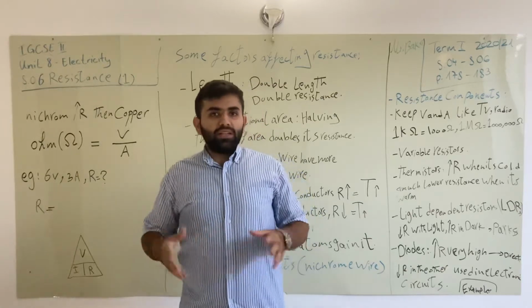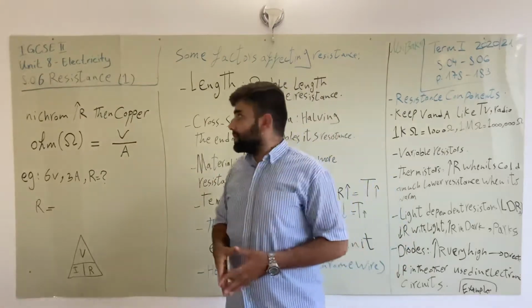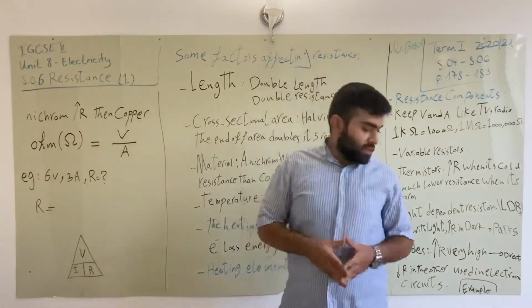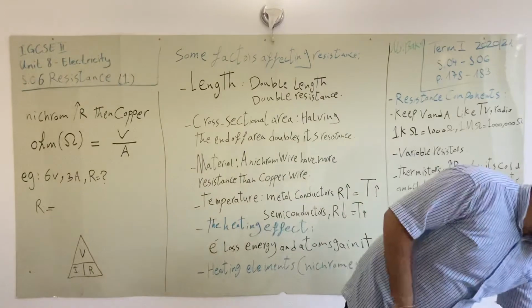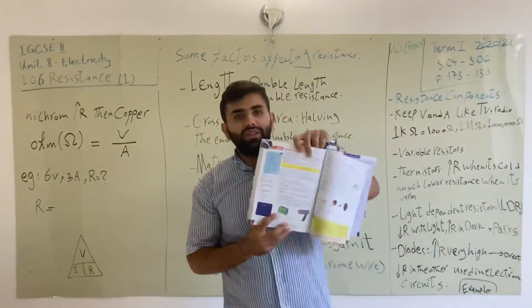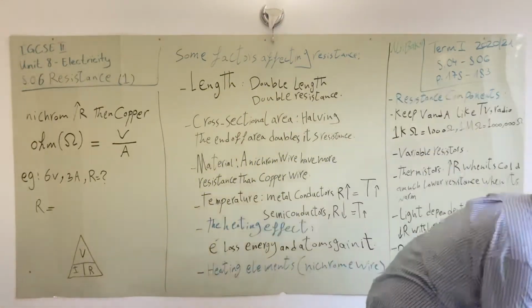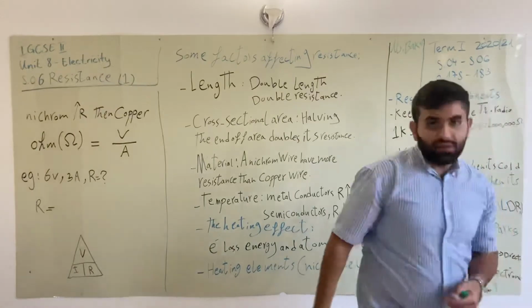So we're going to continue with 8.06 resistance. First of all, today we're going to talk about resistance, as you can see in your book, page 182. Okay? So, what is resistance?